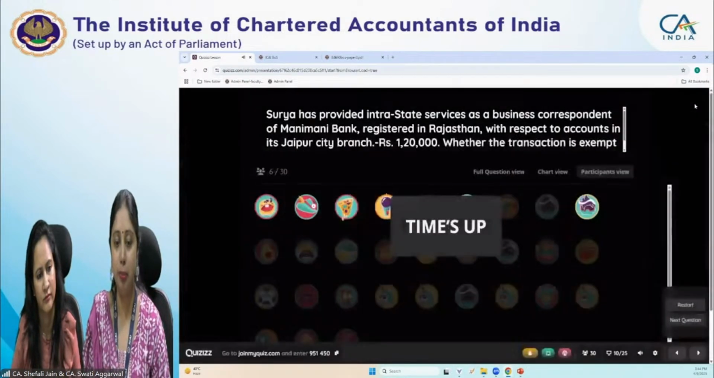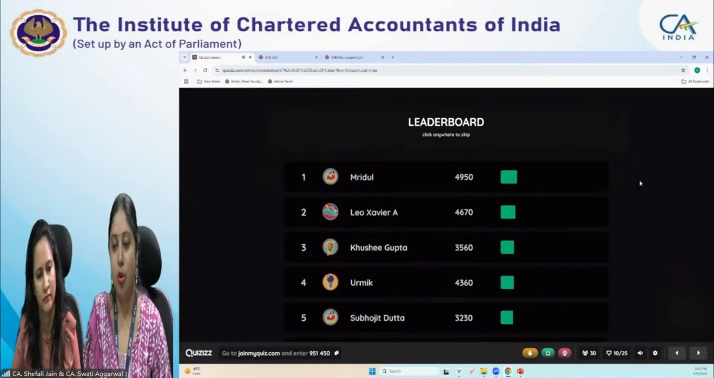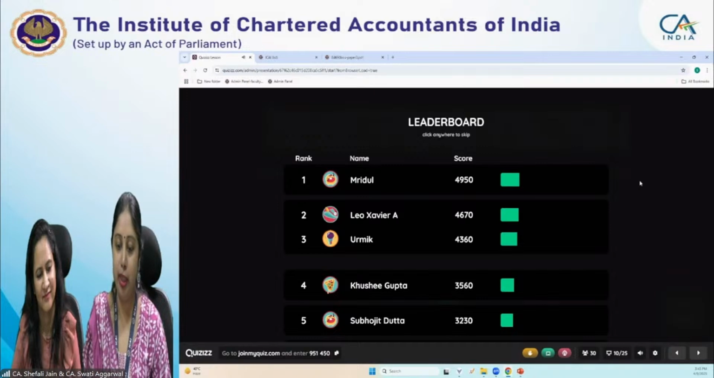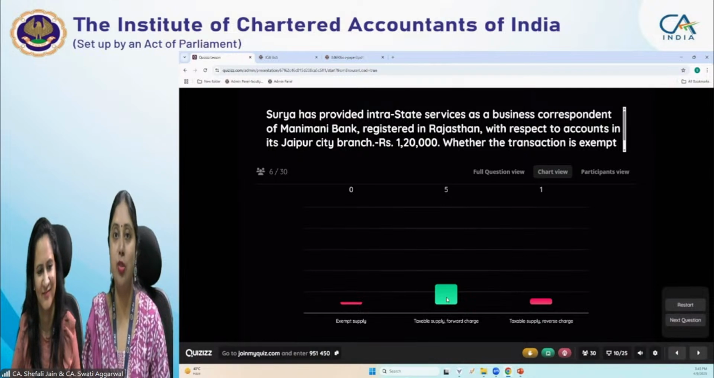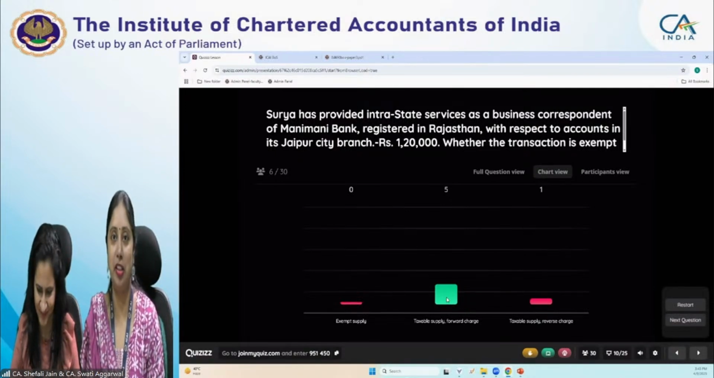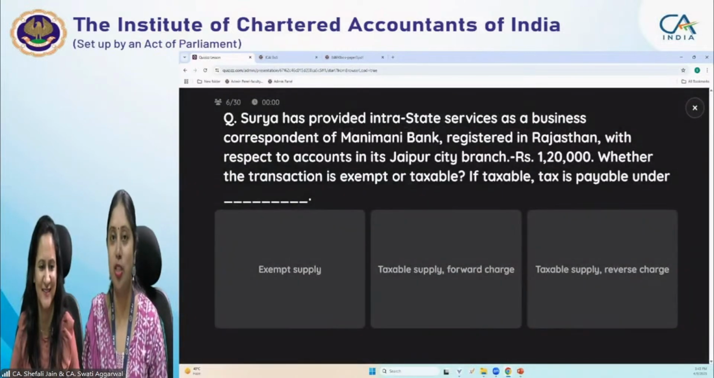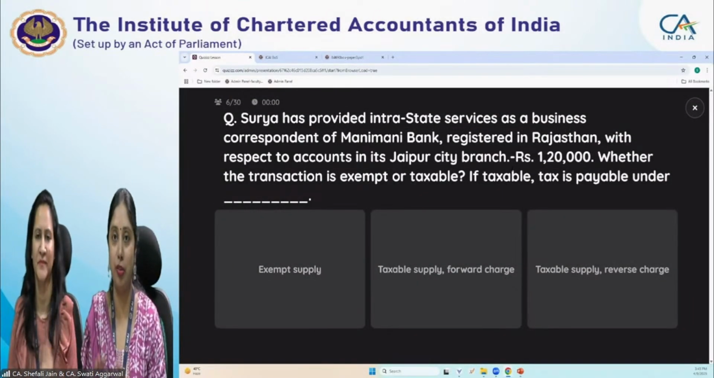Okay, time is up. Let us see the leaderboard. So on the leaderboard, we now have Mridul on the top, followed by Leo, Urmik, Khushi, and Shubhajit. And the correct answer is marked by 5 students out of 6. So at least those who are answering are marking the answers correctly. Good to see that. Your preparation is up to the mark, we can say, because these questions have tricky points in them. Yes, and they are giving you a whole revision also.